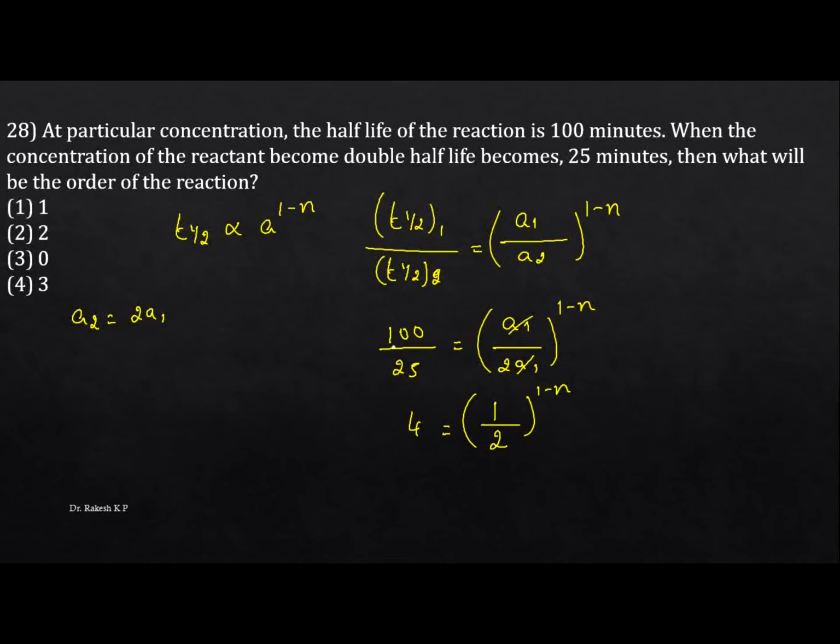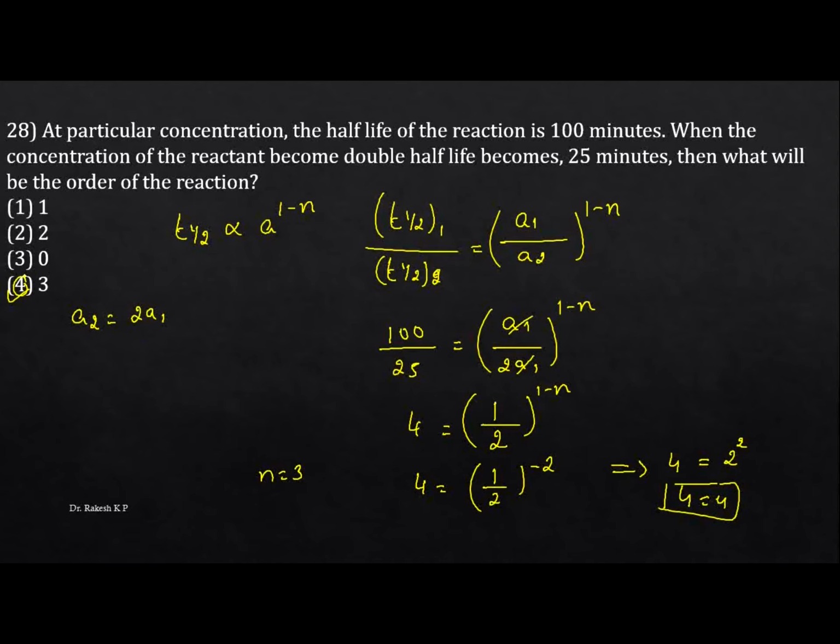Okay, so now you just identify. I want to get the particular value of 4. Suppose if you put n is equal to 3, now this becomes 4, which is equal to 1 by 2. That means 1 minus 3 becomes minus 2. So this is nothing but 4, which is equal to 2 square. That means now we have got 4 equal to 4. Hence n should be 3, hence the option is the fourth one.